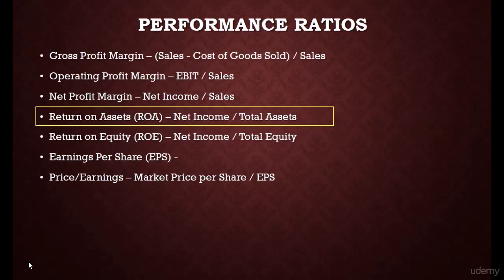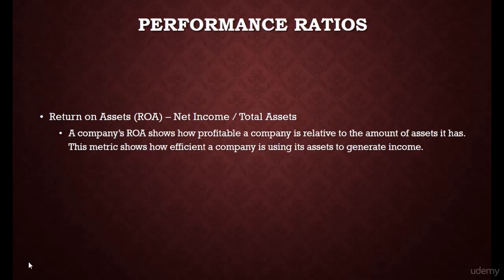Our next ratio will be our ROA, or return on assets. And this is our net income divided by the average of our total assets over a 2-year period. So a company's ROA shows how profitable a company is relative to the amount of assets it has. This metric shows how efficient a company is at using its assets to generate income. So what this does is it takes your assets and shows you how much money you're making from your assets, if you're being efficient with that or not.